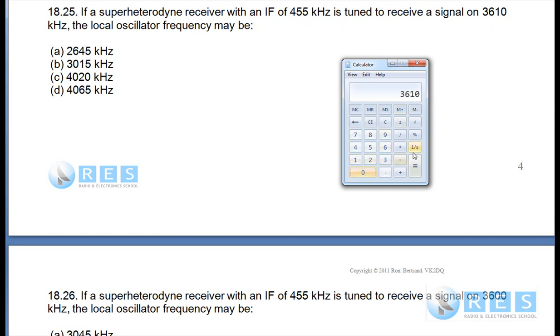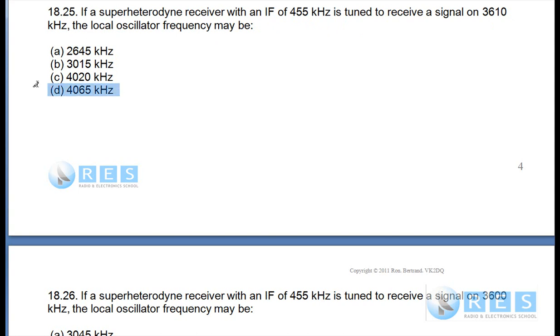3610 plus 455 equals 4065 kilohertz. And we simply, whatever the IF is, the first IF, the local oscillator is on a frequency above the received signal as a rule. It could be below, but it's general practice to have the local oscillator above the received frequency, and it's above it by the amount equal to the intermediate frequency.